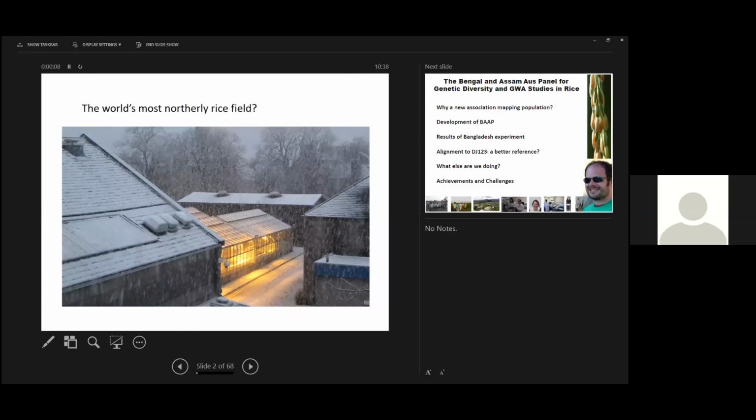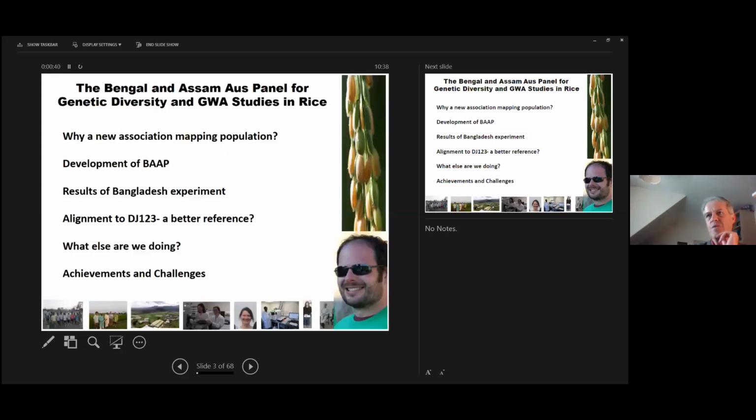Go ahead. So you see the world's most northerly rice field. Yeah, sorry about that. Okay, so as Mahendra said in his introduction, we work on rice in a very northerly part of the world. But we can do that because we can grow rice in a greenhouse and we heat it to 25 degrees. But I'd like to convince you that by collaborating with other people, we can do work that is highly relevant to rice breeding. So this is the format of the talk I want to give.